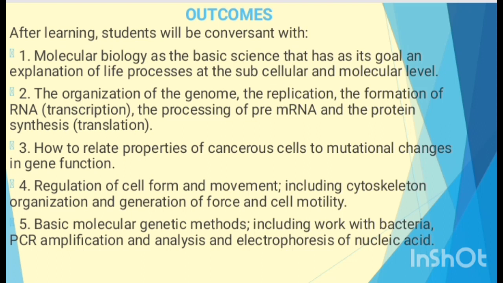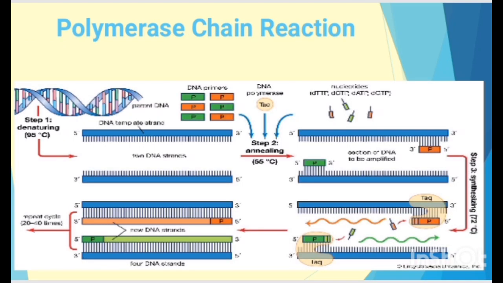3. They also need to know how to relate properties of cancerous cells to mutational changes in gene function. 4. At the end, they should be able to appreciate regulation of cell form and movement, including cytoskeleton organization and generation of force and cell motility. 5. They need to know basic molecular genetic methods, including work with bacteria, PCR amplification, that's polymerase chain reaction amplification, and analysis and electrophoresis of nucleic acid. Right here is an illustration of polymerase chain reaction.